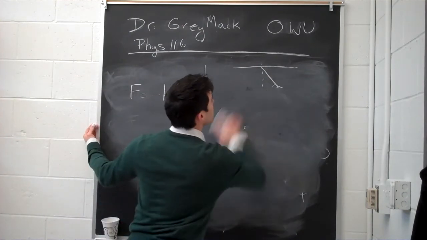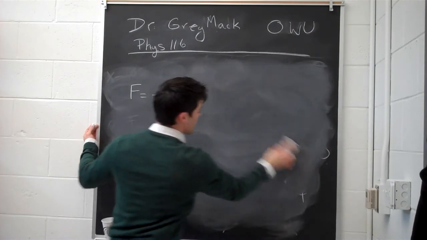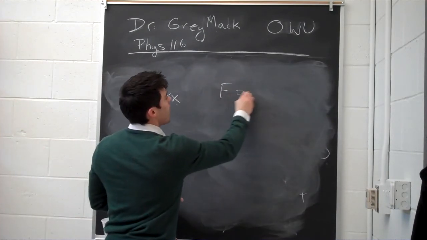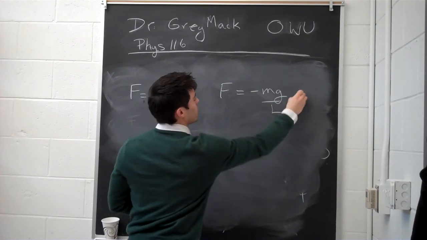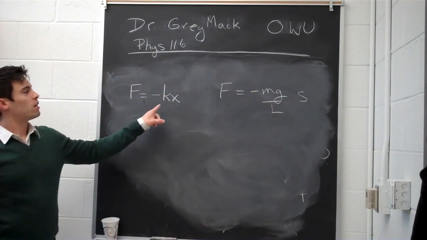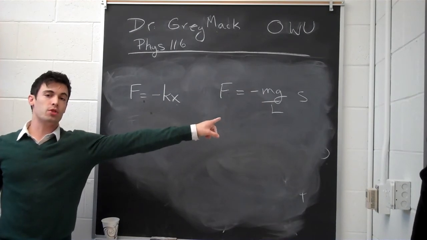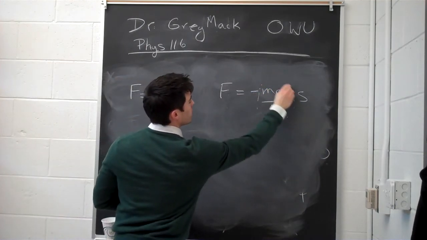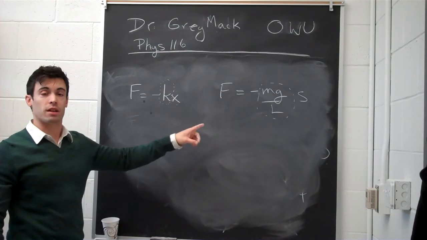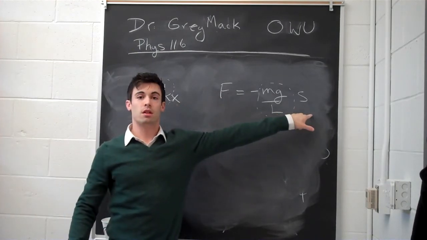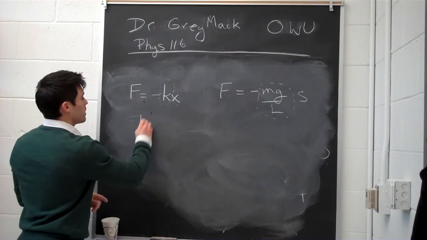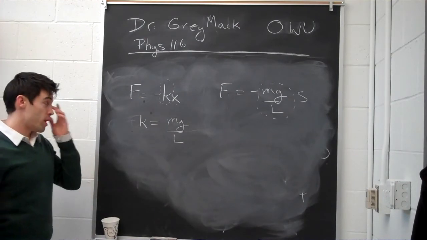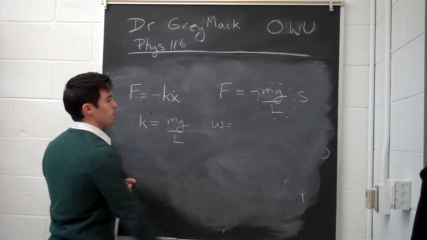Why is this important? This means that now we can make some direct analogous relationships between a Hooke's law force and the force we just found for a pendulum. F equals minus mg over L times S. This tells us that an effective k is mg over L. This is analogous to this. They map onto each other, and likewise the x maps onto the S, the arc length. So k is equal to mg over L, and we know that omega is equal to the square root of k over m.